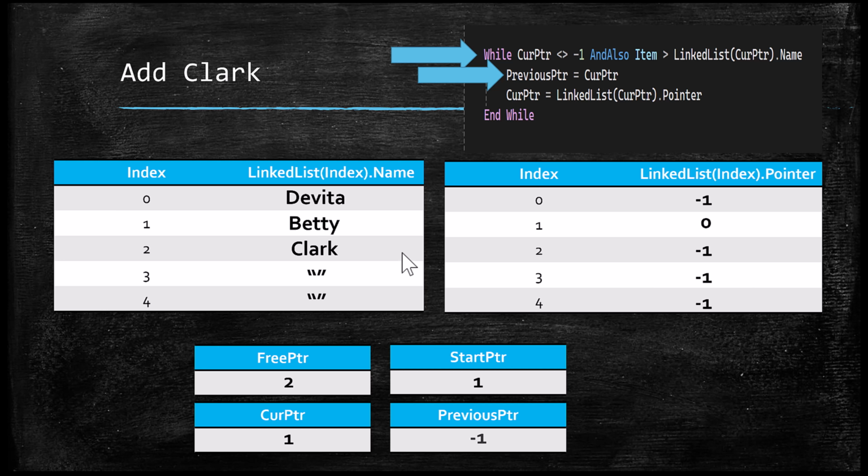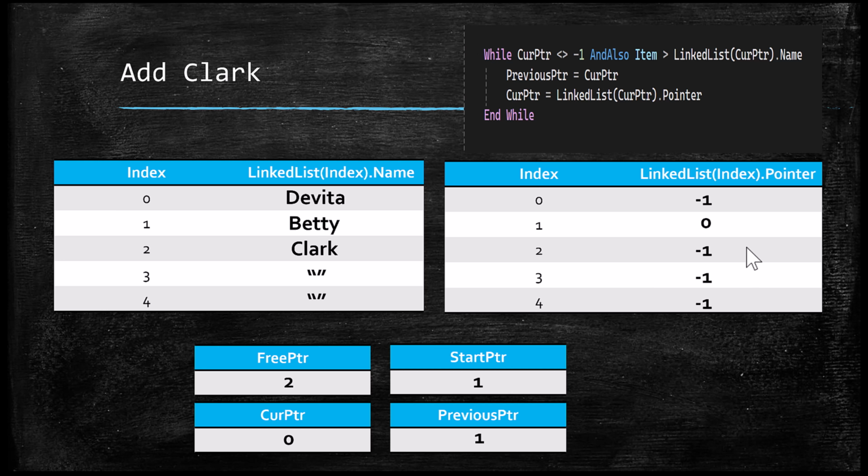It's going to be my current pointer, which is 1. The next thing I need to do is update my current pointer by looking at the linked list current pointer 1 dot pointer. That is 0. This will allow me to go to the next item in the list, which is Davida. Again, we've put in Clark's name, but we're trying to decide what his pointer should be, and that's why we're traversing through the name. So now my current pointer is 0.